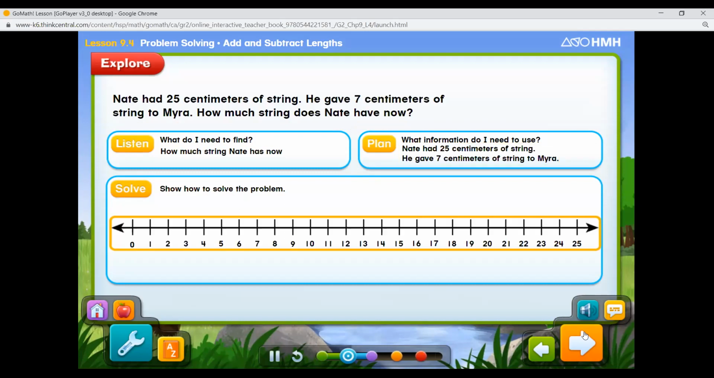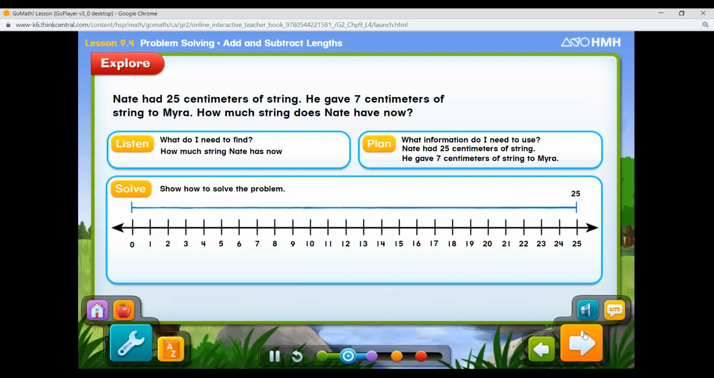Let's solve the problem by using a number line. This is the length of Nate's string at the start of the problem, 25 centimeters. The string starts at the 0 on the number line and ends at the 25. Each space on the number line stands for 1 centimeter. This arrow shows the 7 centimeters of string that Nate gave to Myra. It starts at the 25 and points to the left toward the 0. This stands for giving away the 7 centimeters of string. The number sentence shows that 25 centimeters minus 7 centimeters is equal to some centimeters. Now you're ready to solve the problem.